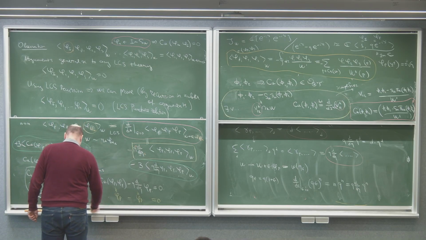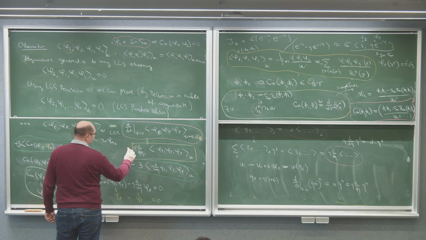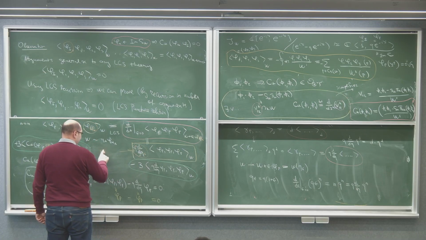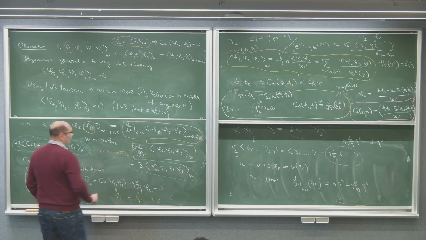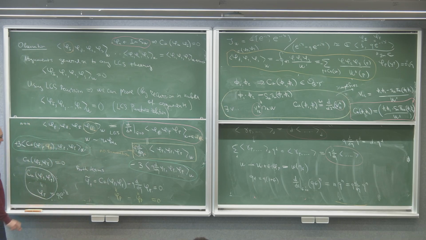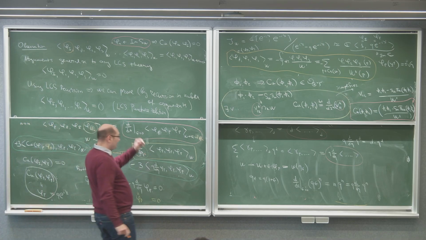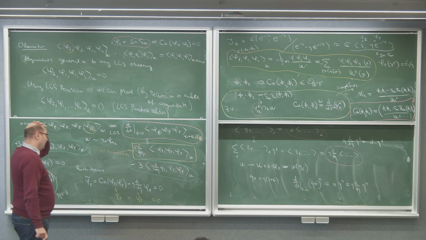So no summation over alpha. For fixed alpha, we perform Q alpha d over dQ alpha. So that is our derivative term.